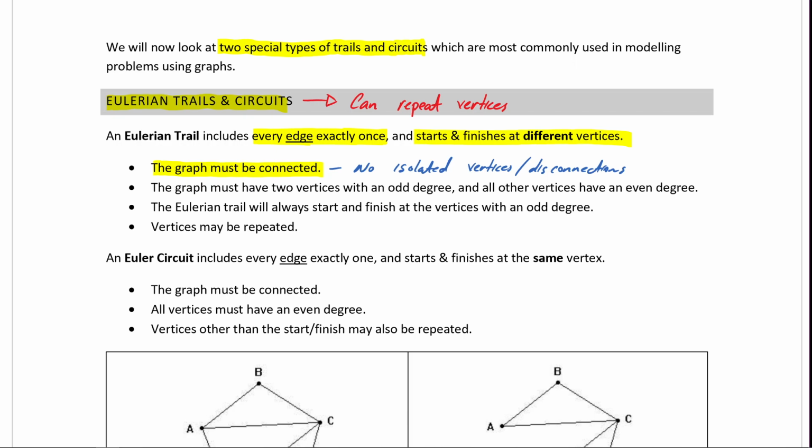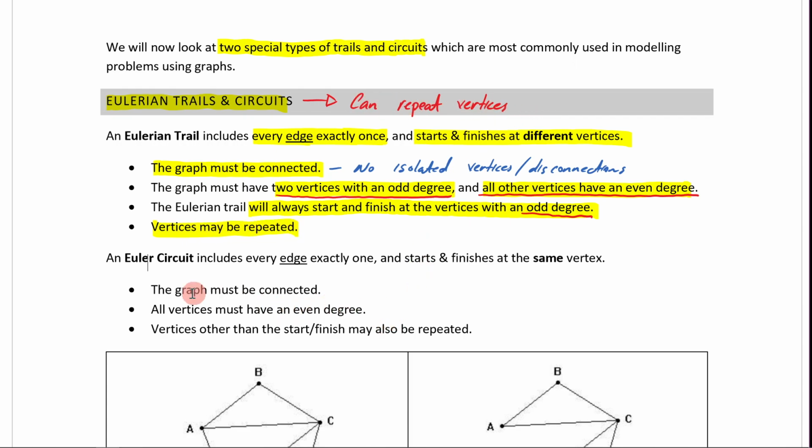So we'll keep reading. The graph must have two vertices with an odd degree, and all other vertices must have an even degree. This is an interesting characteristic as well. In order to have this Eulerian trail, we need two vertices to have an odd degree, and all others must have an even degree. All right, what else do we have for an Eulerian trail? We'll always start and finish at the vertices with an odd degree. So an Eulerian trail will always start and finish at the odd degree. And then finally here, it says vertices may be repeated, and that's what we wrote up here.